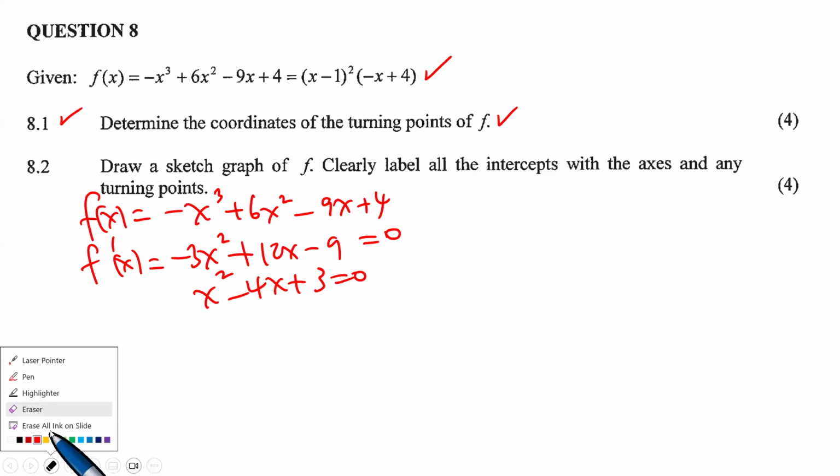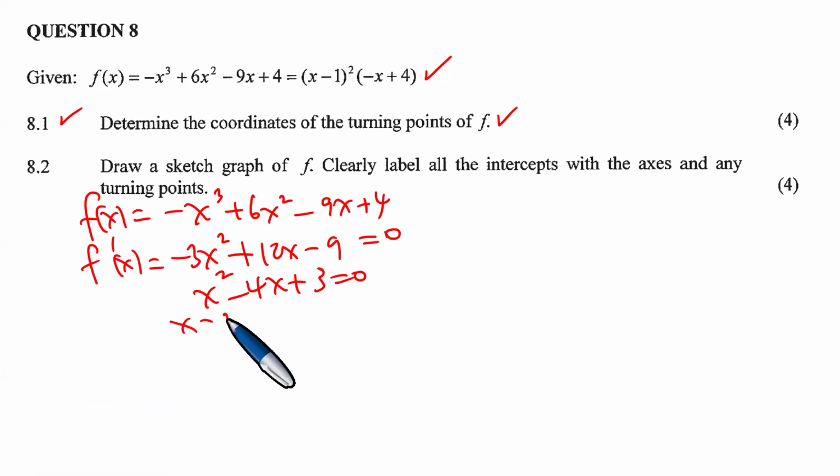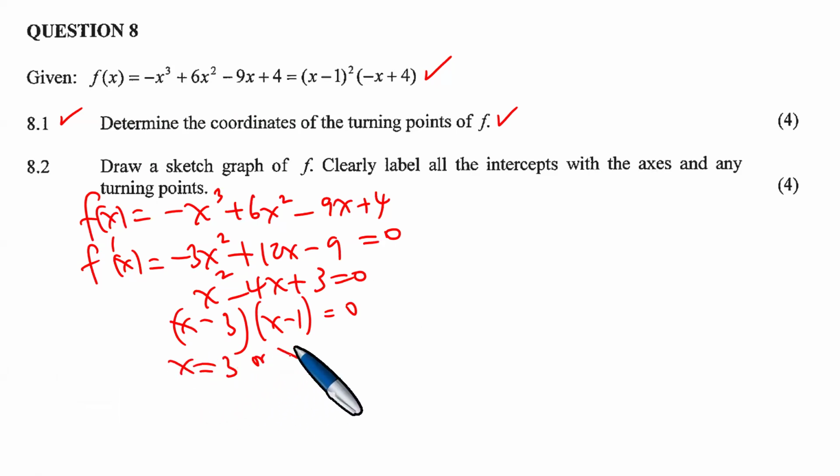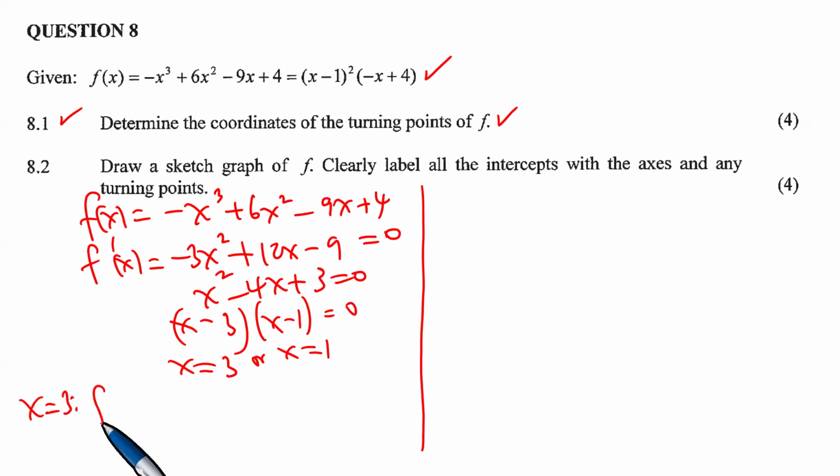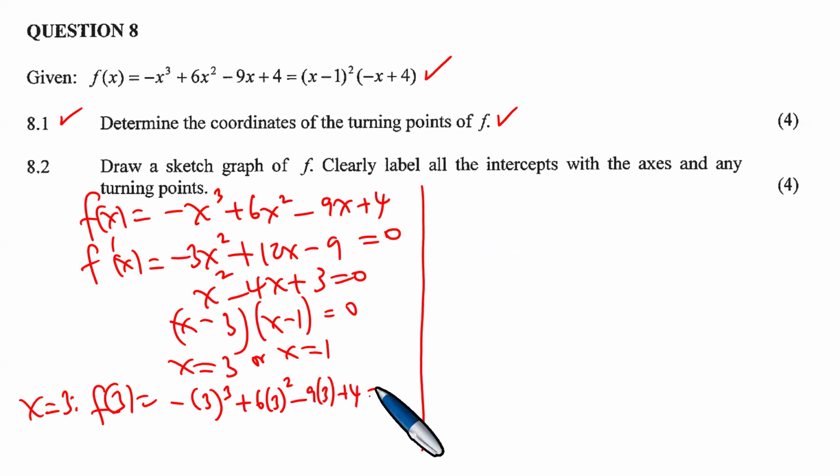Which is x minus 3, x minus 1 equals 0. And therefore, this means that x equals 3 or x equals 1. Okay, now let's look at these and what the implications are of this, and we want to find the coordinates of the turning points. Now we're going to perform substitutions, like at x equals 3, we evaluate f of 3 in the original function, which is minus, you put the 3, you cube it, plus 6, you have the 3, you square, minus 9 by 3, you add 4, and you have the result.